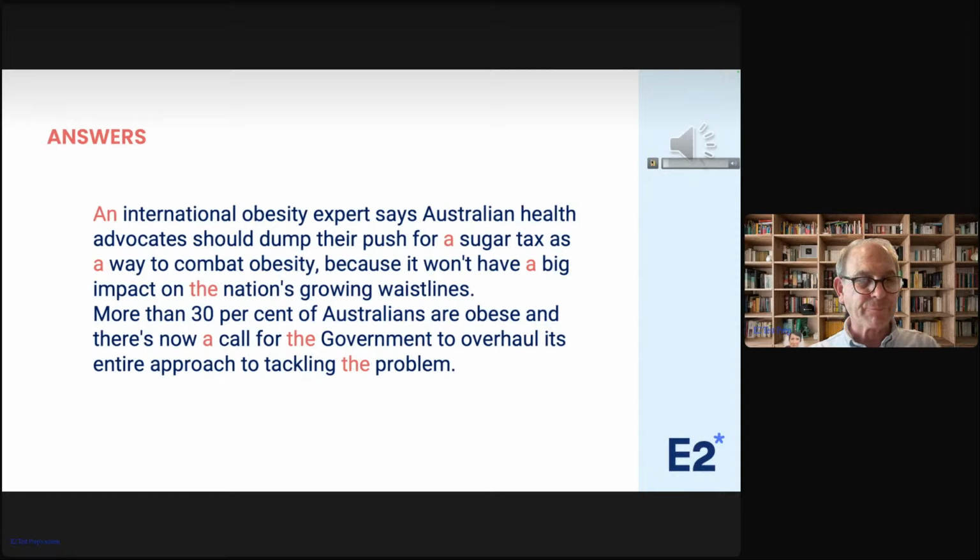An international obesity expert says Australian health advocates should dump their push for a sugar tax as a way to combat obesity because it won't have a big impact on the nation's growing waistlines. More than 30% of Australians are obese, and there's now a call for the government to overhaul its entire approach to tackling the problem. All right.